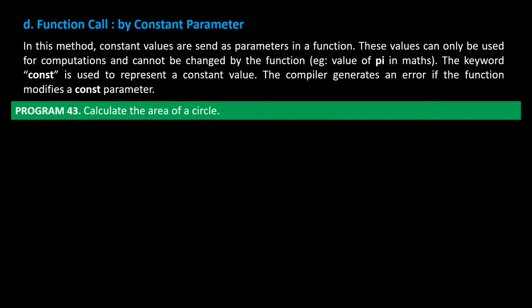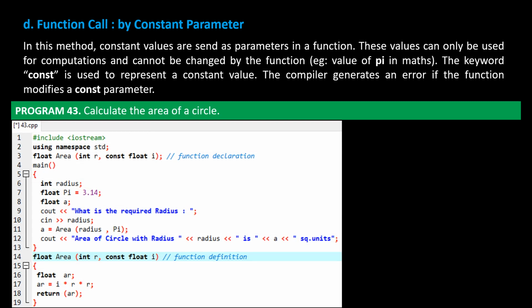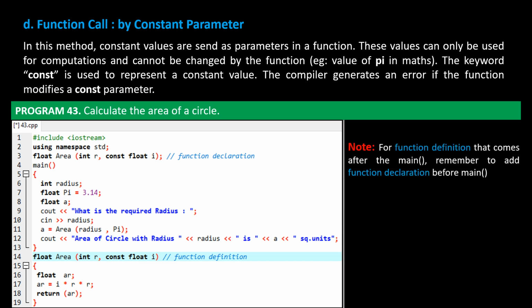Calculate the area of a circle. Here is the program code. See the difference we have in this program. Note that for function definition that comes after the main function, remember to add function declaration before the main function. So in this program, here is the function definition. It's after the main function. And hence note that on line 3, we have had the function declaration.